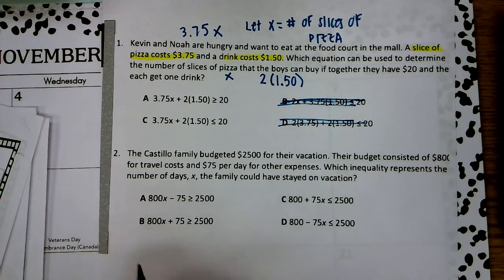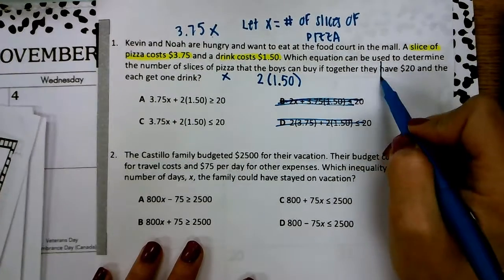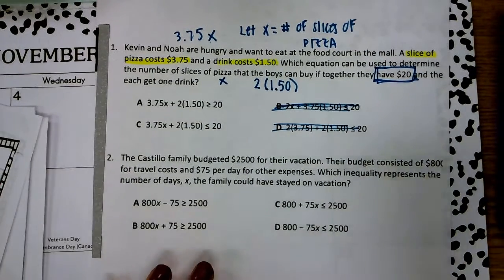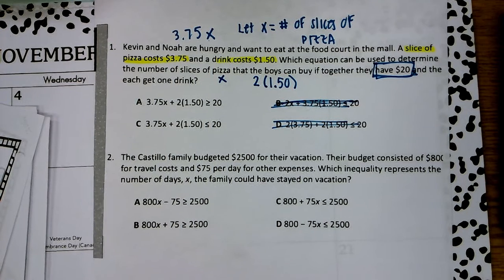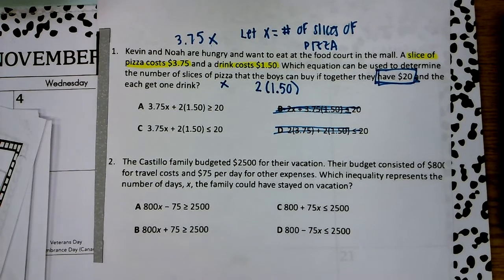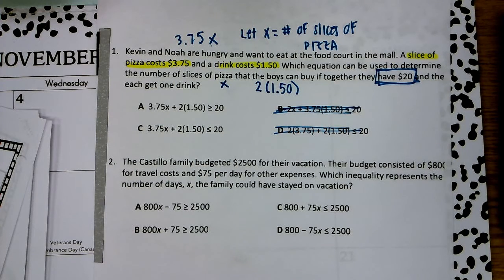Alright, so now we need to figure out which inequality symbol we need to pick. So together they have $20. That is all they have. They do not have more than $20. They have $20. So whatever they buy needs to come out to be $20, or it needs to be less than $20. If it's $20.01, they cannot afford it. They do not have anything more than $20. They only have $20.